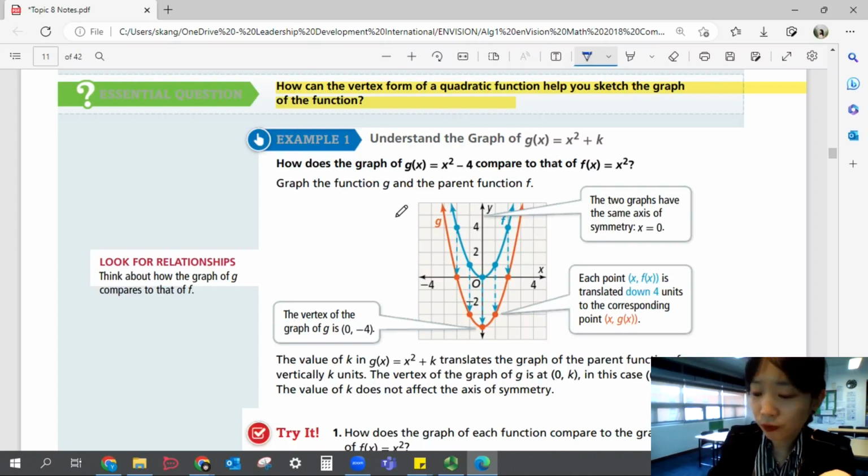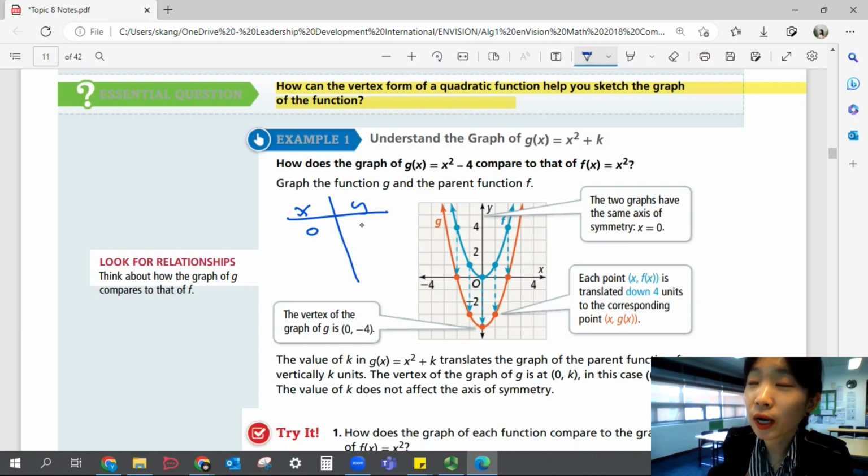And then if you figure out the table of g of x, when x is 0, 0 minus 4 is negative 4. When x is 1, 1 squared is 1, minus 4 is negative 3. When x is 2, 2 squared is 4, minus 4 is 0. And when x is 3, 3 squared is 9, minus 4 is 5. And so on.